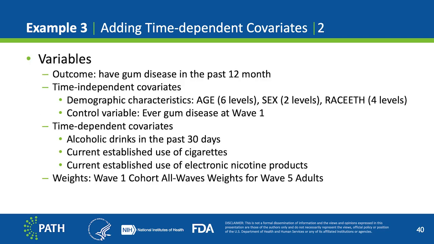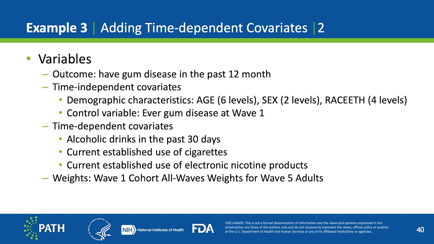You can see here the definition for those time-dependent covariates. Alcohol use was defined as having alcoholic drinks in the past 30 days. The specific tobacco products of interest were current established cigarettes used or current established electronic nicotine products used at each wave. Those things can be temporary, and such status may change across waves. That's why we would consider them as time-dependent or time-varying.